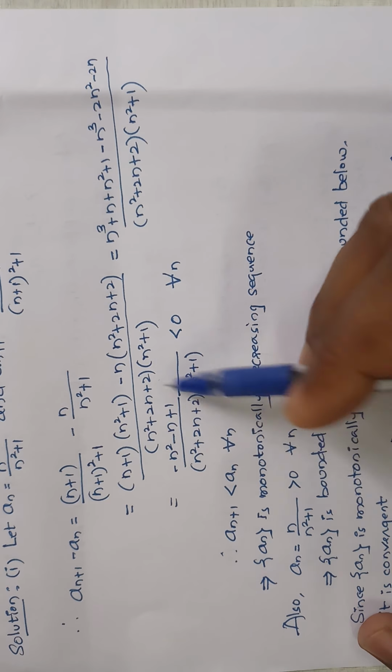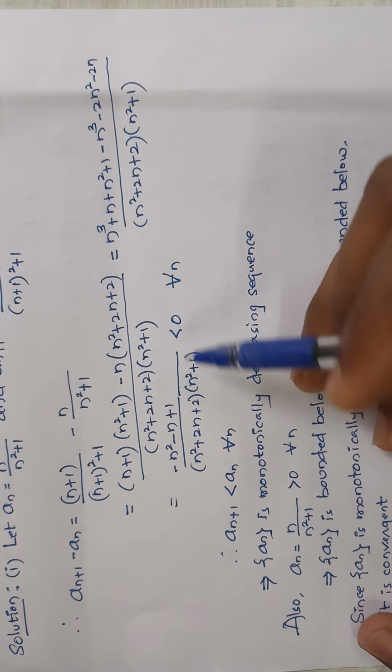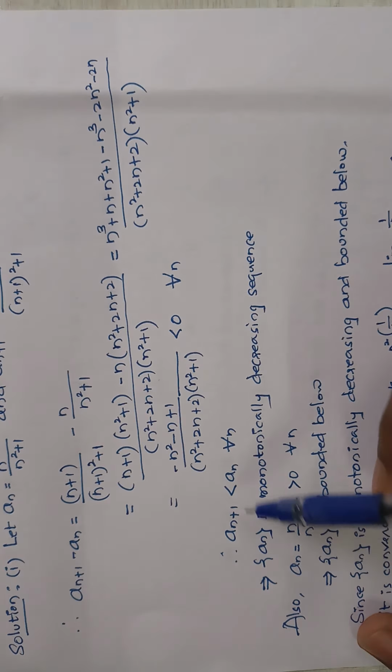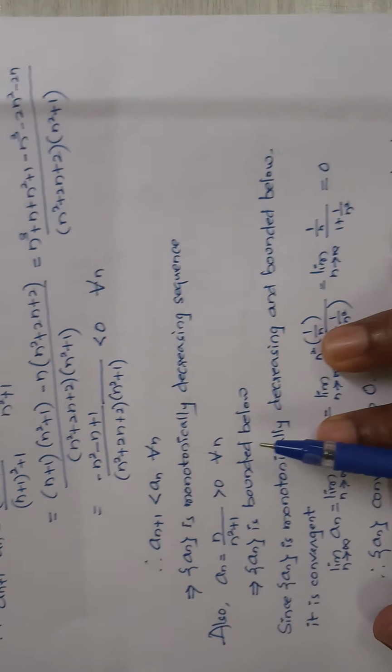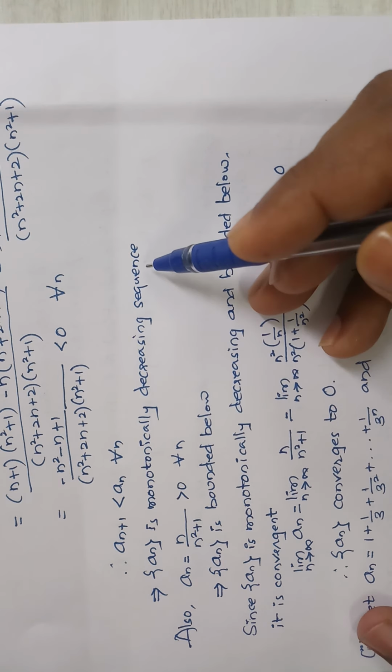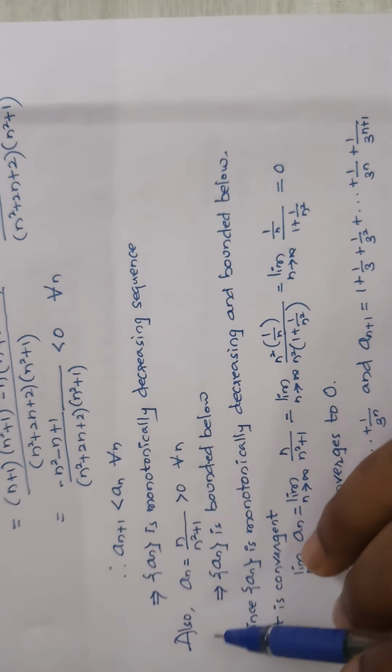So this value is less than 0. If you put n is equal to 1, this is less than 0. Therefore, a_(n+1) is less than a_n for all n belongs to N. So therefore, a_n is a monotonically decreasing sequence.